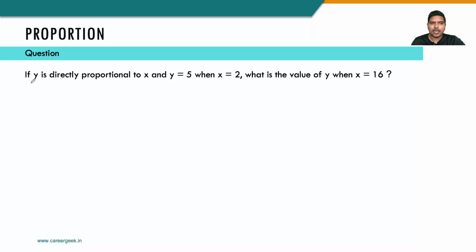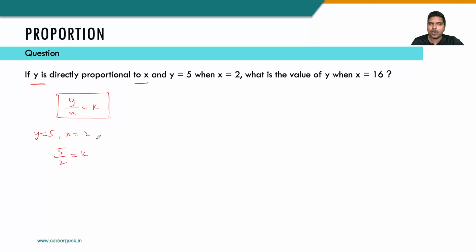If Y is directly proportional to X, so I know that Y upon X is K. Okay, directly proportional, ratio is K. Inversely proportional, the product is K. And Y is equal to 5 when X is equal to 2. So they have given when Y is equal to 5, X is equal to 2. So we can substitute and find the value of K. So K is 5 by 2.